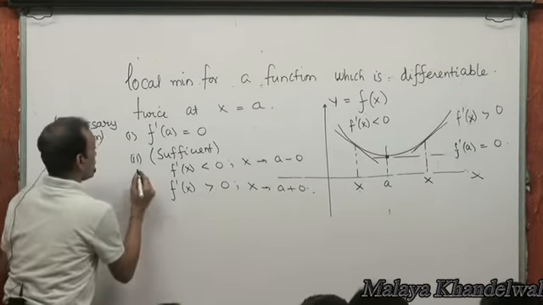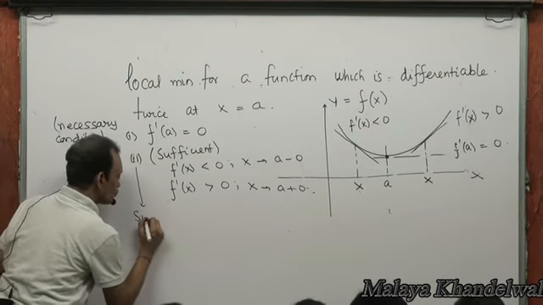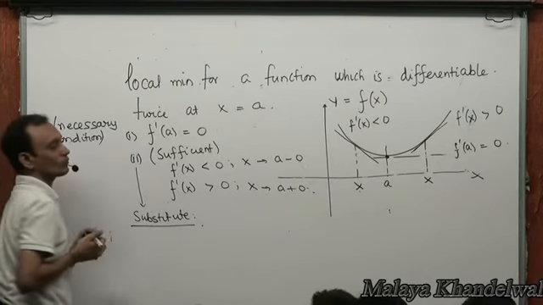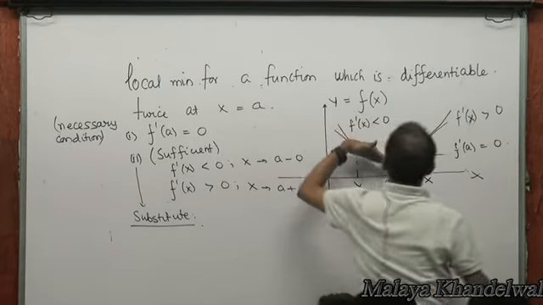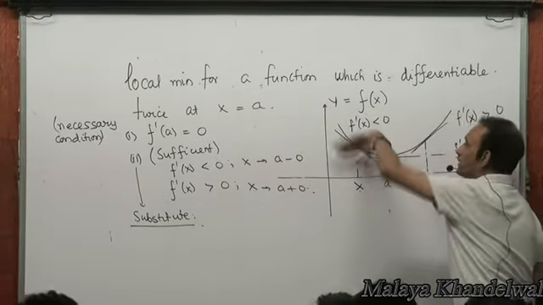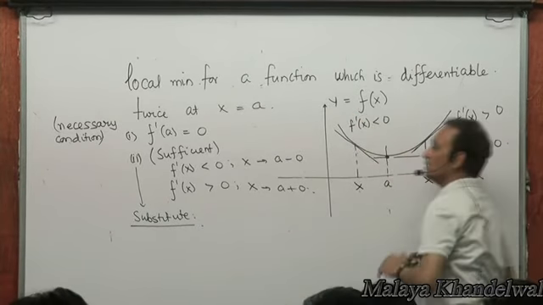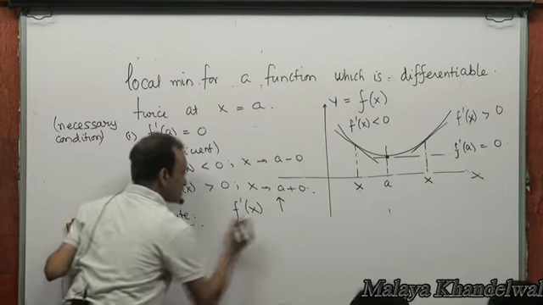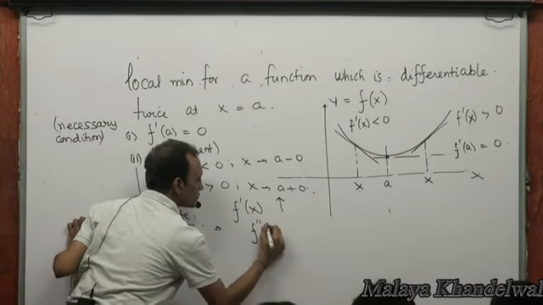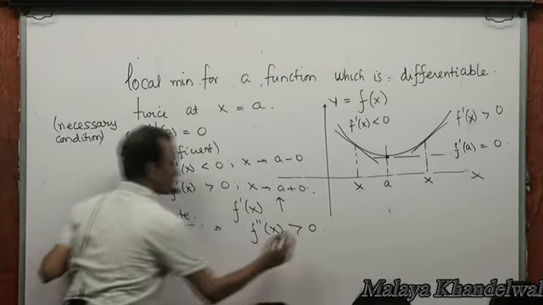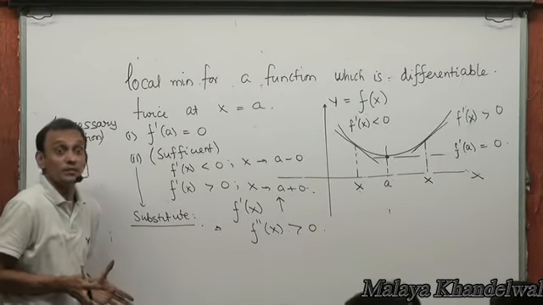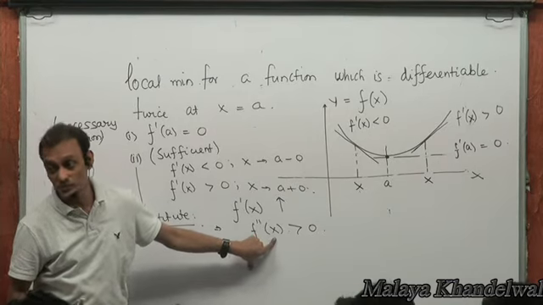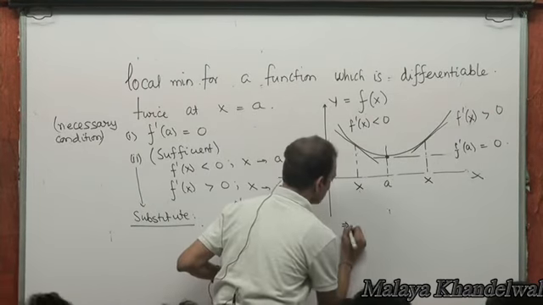Now, a substitute for 2: what is happening to f dash x? Increasing. f dash x is an increasing function of x. So its derivative must be positive. That means in the entire neighborhood of x equal to a, f double dash x must be positive. That means at x equal to a, f double dash x must be positive, right?